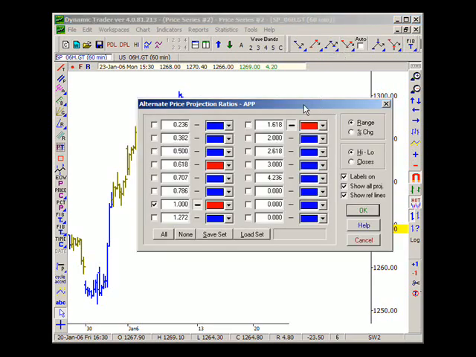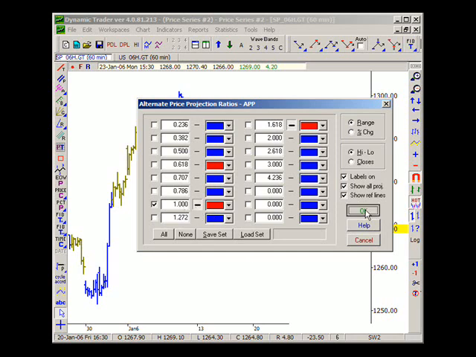We can right click on the icon. We can choose what ratios we want to use. We can add any new ratios in we want if they're not one of the defaults. And in this case for the tutorial, all of the alternate price projections will be red. And for the most part, we're going to be looking at the 100% alternate price projection for this tutorial.